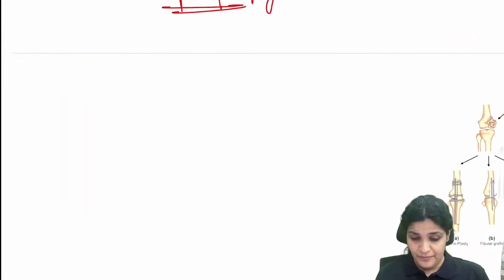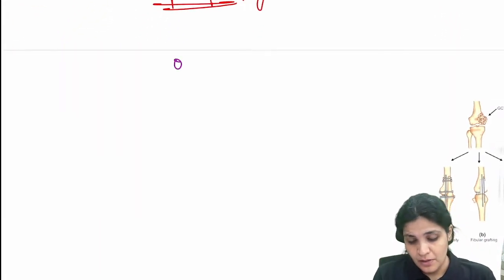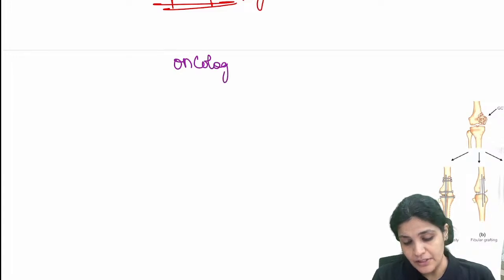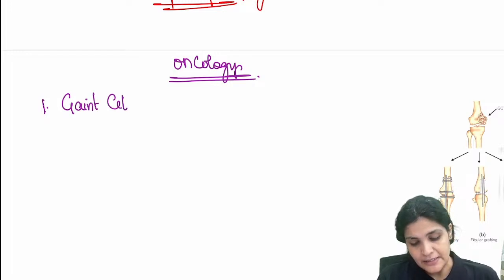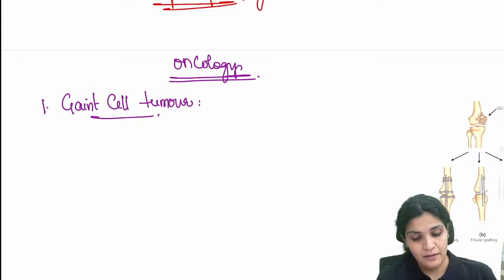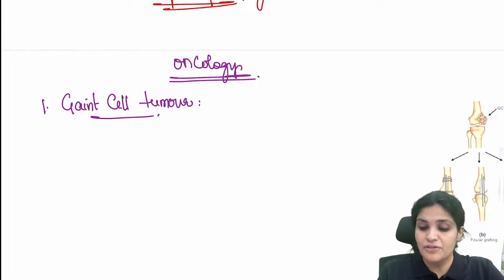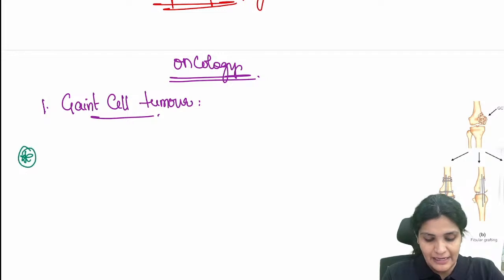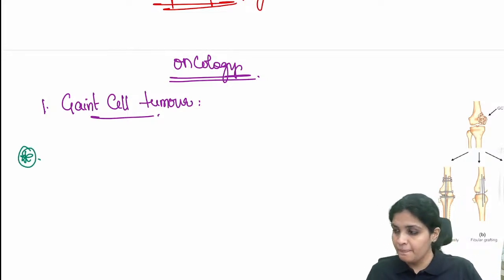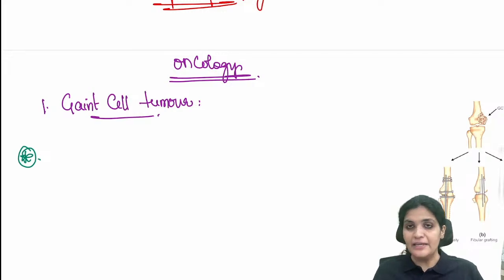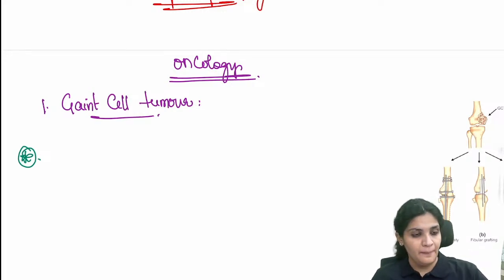Then comes oncology. So now let's deal with oncology. The first one, in case of benign, we have the giant cell tumor. This is usually a 5 marks question. So how do you start with giant cell tumor? Do you think it is a benign tumor or a malignant tumor?